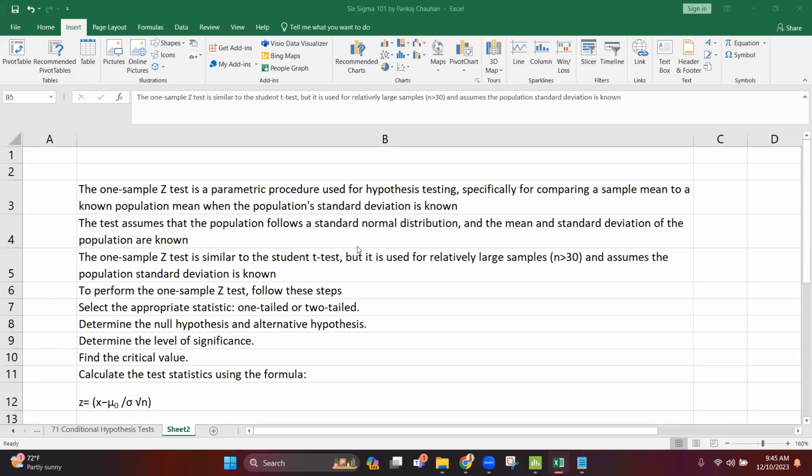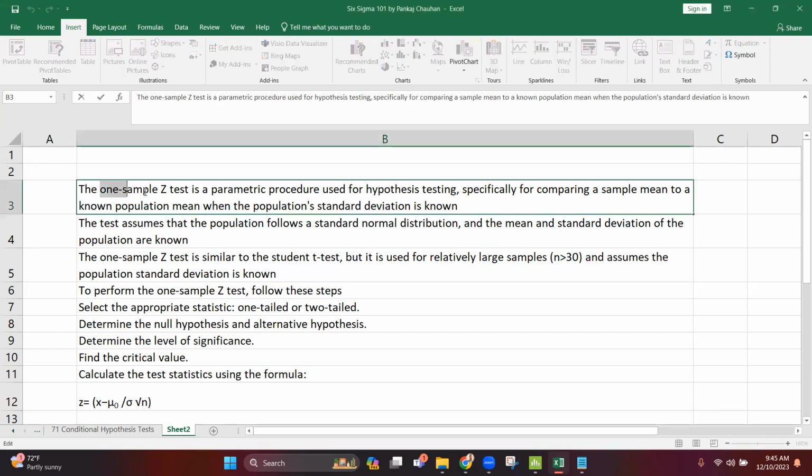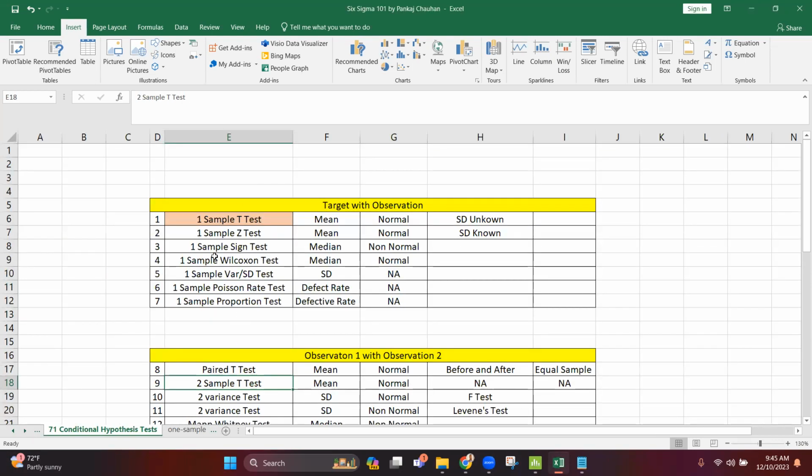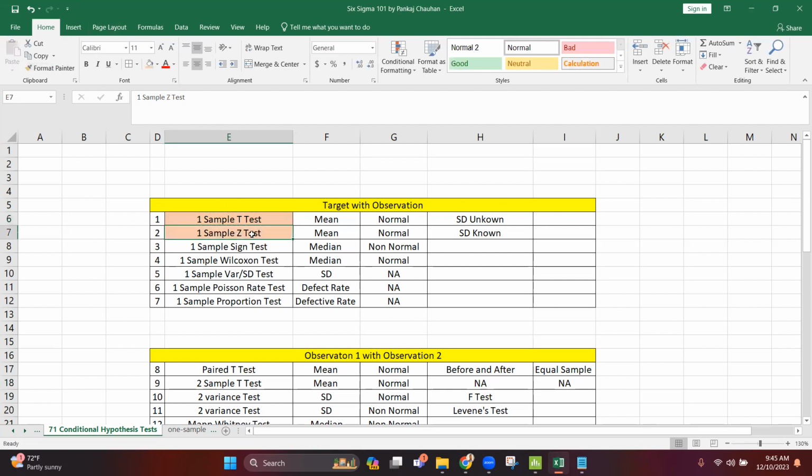Hello people, welcome back. In this session, we are going to learn how to perform the one sample Z test. There are some conditions which I explained in my previous session on when to perform it. We perform the one sample Z test when you are comparing the mean against a known average value. So you are comparing the sample mean against a known value of the average.